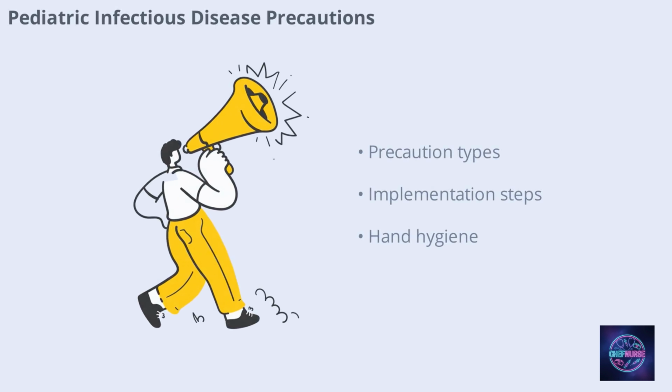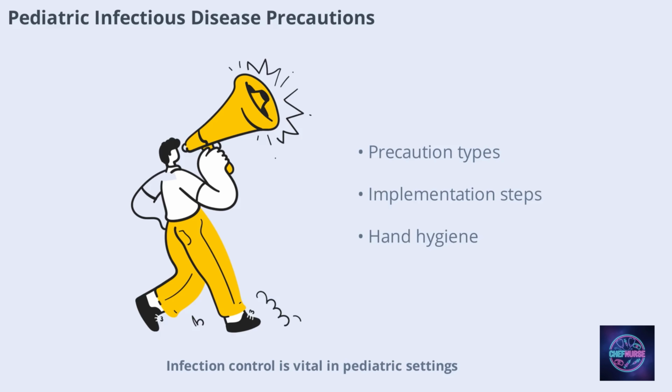Infection control is vital in pediatric settings. The NCLEX may test your knowledge of standard, contact, droplet, and airborne precautions. Knowing which diseases require which precautions and how to implement them protects both patients and staff. Proper hand hygiene and use of personal protective equipment are always emphasized.